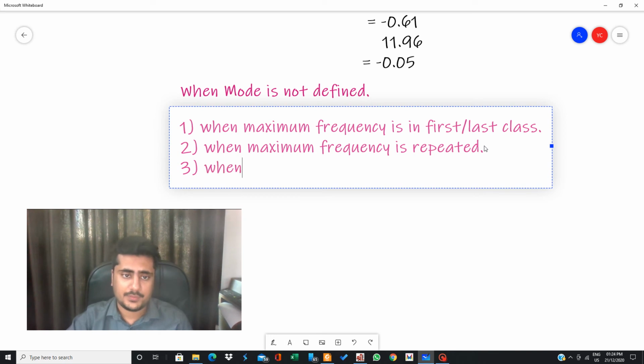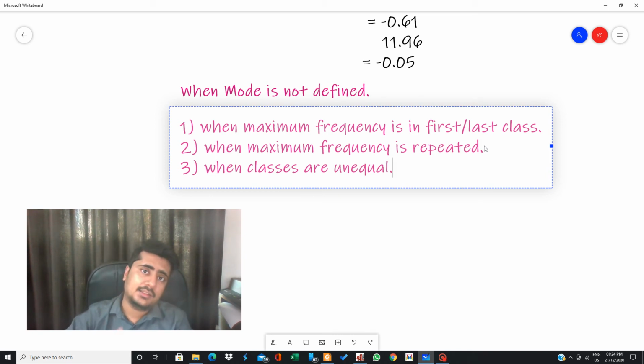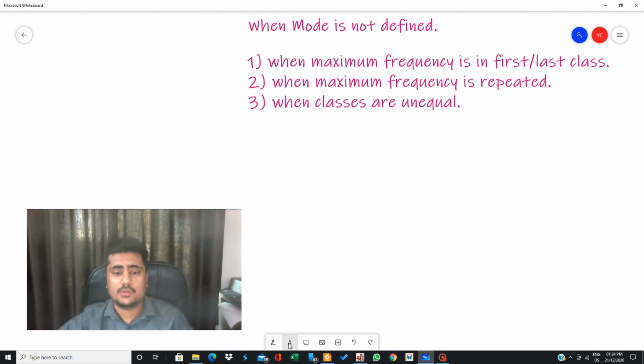Then, when classes are unequal, or you can say the class length is not equal. Let me clarify you. Inclusive class are equal class lengths, but if there is difference in the class length, say for example, first class is of another, second class is of another length, then the mode is not defined. And whenever or wherever this mode is not defined, you are going to use the formula of skewness as.